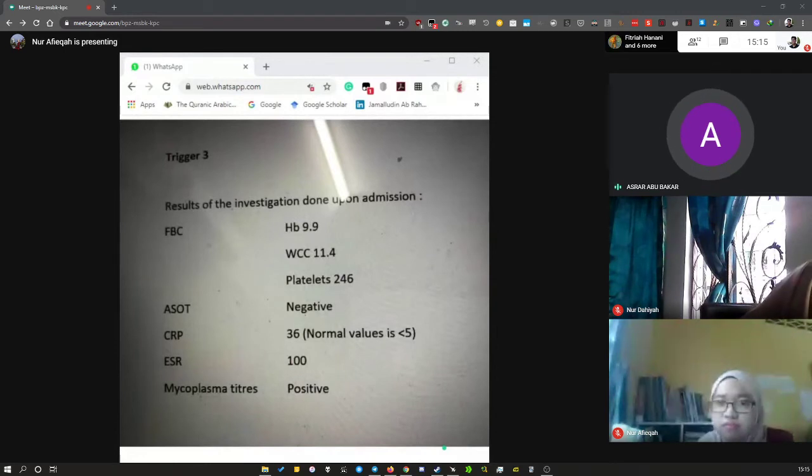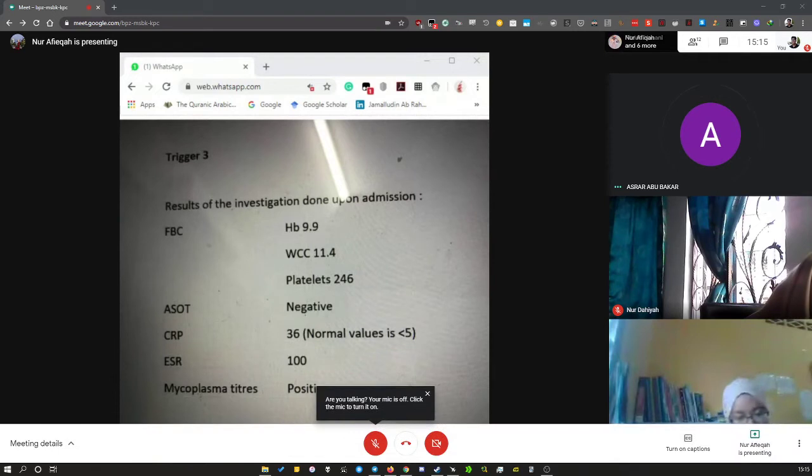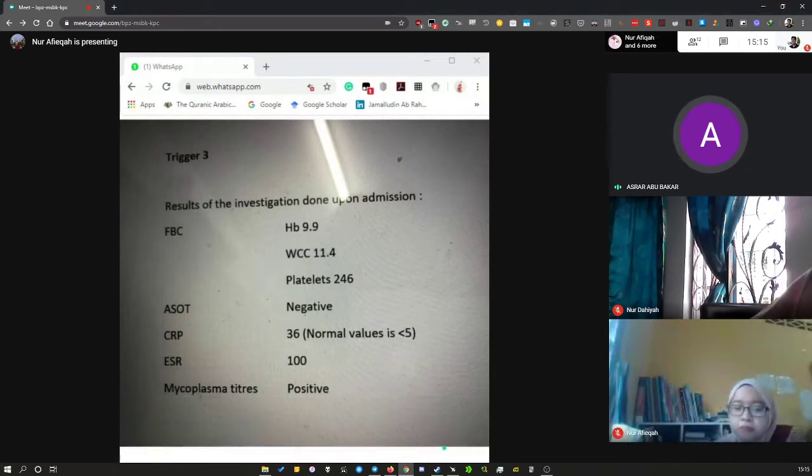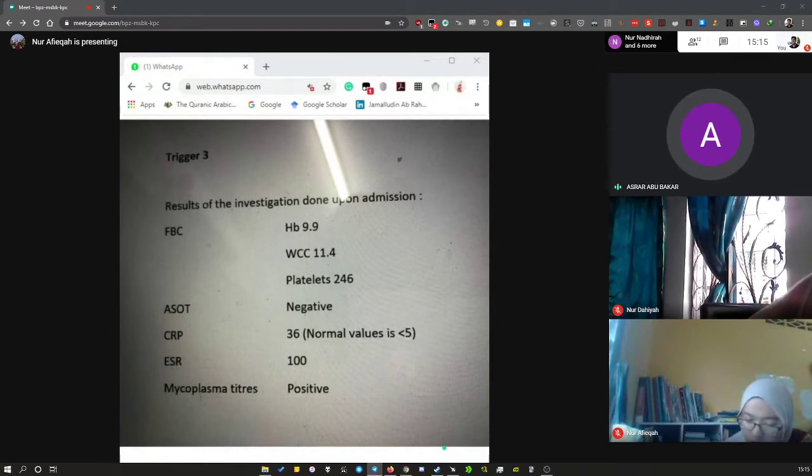Some people might just put down Mycoplasma infection, but the key thing here is sometimes we have to think it cannot be that straightforward, isn't it? So if we put down what is the full diagnosis? You put down Mycoplasma. That's given already in the triggers, isn't it? So do you think you'll get any marks if you answer Mycoplasma alone?